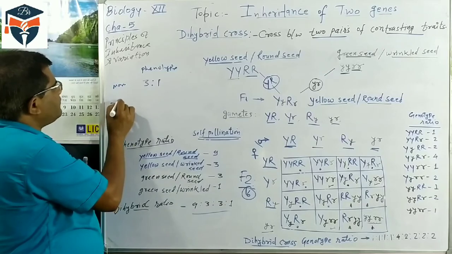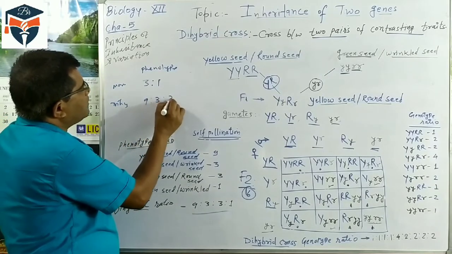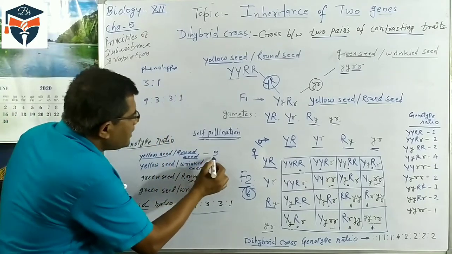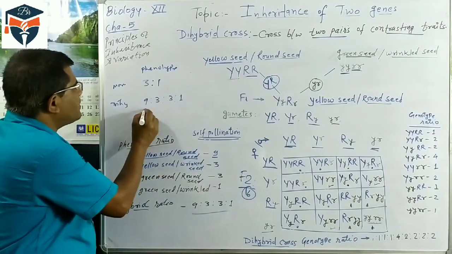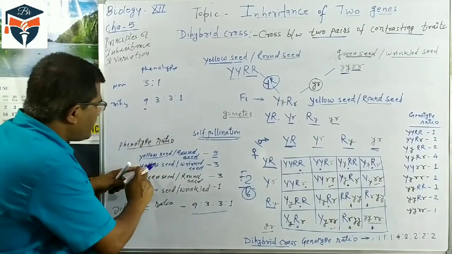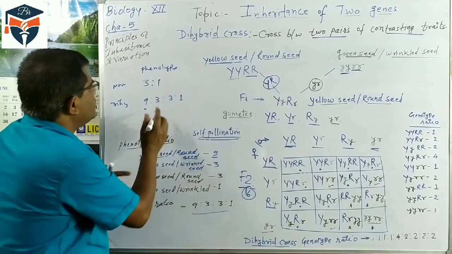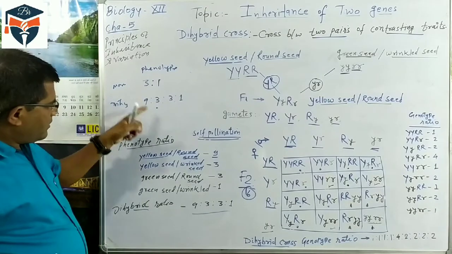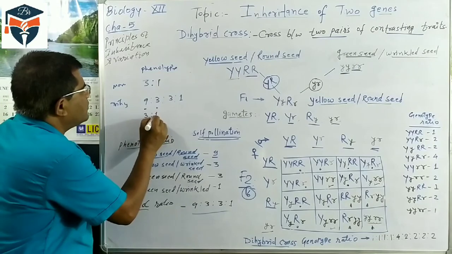Now the dihybrid cross ratio, as I told you, is 9:3:3:1. Now 9 is yellow seed. So this 9 is having the yellow seed. Then 3 is yellow seed with wrinkled seed. So the 3 is also yellow seed. So look at it: yellow seed 9. Yellow seed 9. So this ratio again comes 3:1.